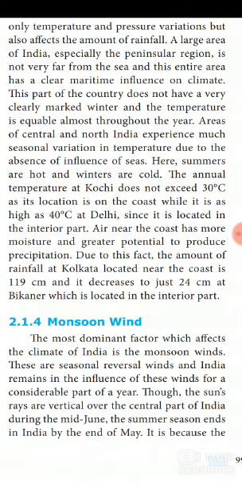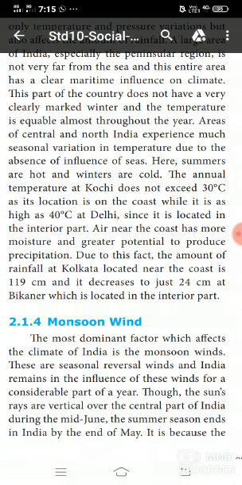Kolkata, near the coast, has heavy rainfall. So the amount of rainfall at Kolkata, located near the coast, is 119 centimeters, and it decreases to just 24 centimeters at Bikaner, which is in Rajasthan. So 24 centimeters at Bikaner, which is located in the interior part.